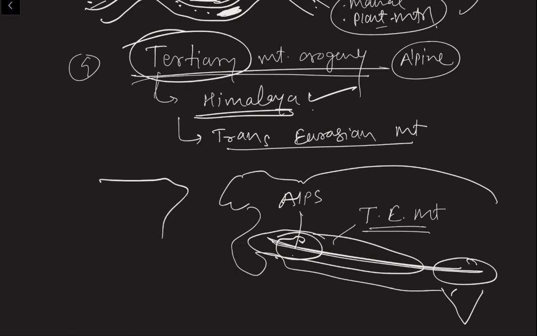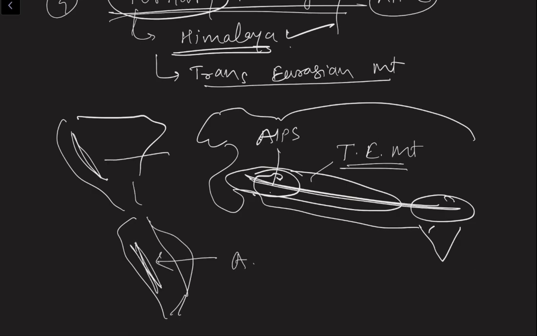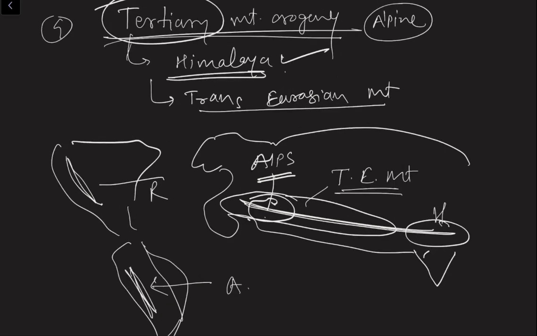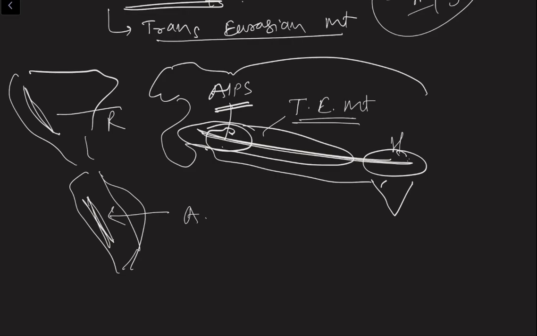Okay. And in North America, we have Rockies. In South America, we have Andes. So all these mountains are also tertiary mountain orogeny. So Rockies, Andes, Himalayas, and Alps or Trans-Eurasian mountains, they all are formed in tertiary time. So they are very young mountains actually. They are very young mountains. Okay, tertiary time is just like 65 million years ago. 65 million years ago.